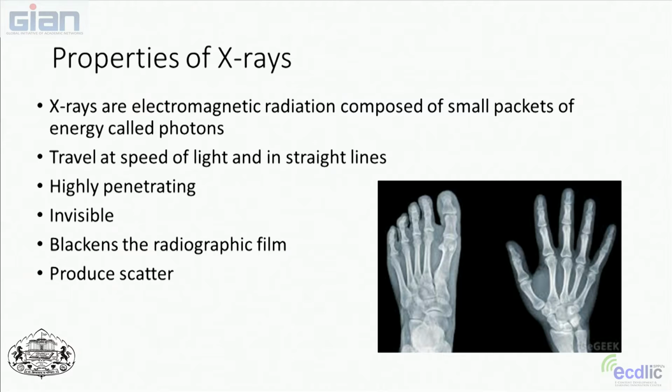So X-rays are electromagnetic radiation composed of small packets of energy called photons. They travel at the speed of light and in straight lines, and they're highly penetrating. They're also invisible, and if you put a radiographic film behind them on the other side, it blackens the radiographic film, and X-rays also produce scatter.